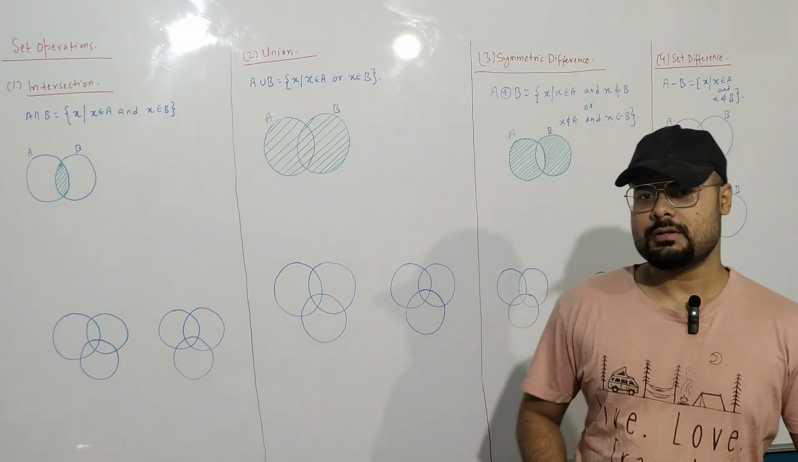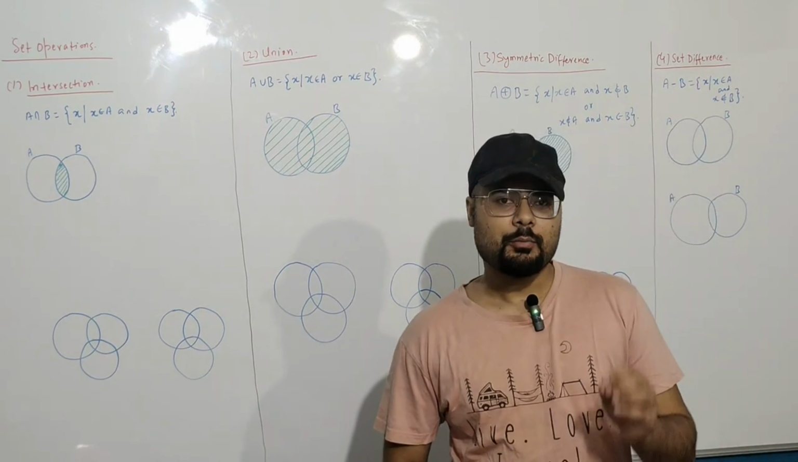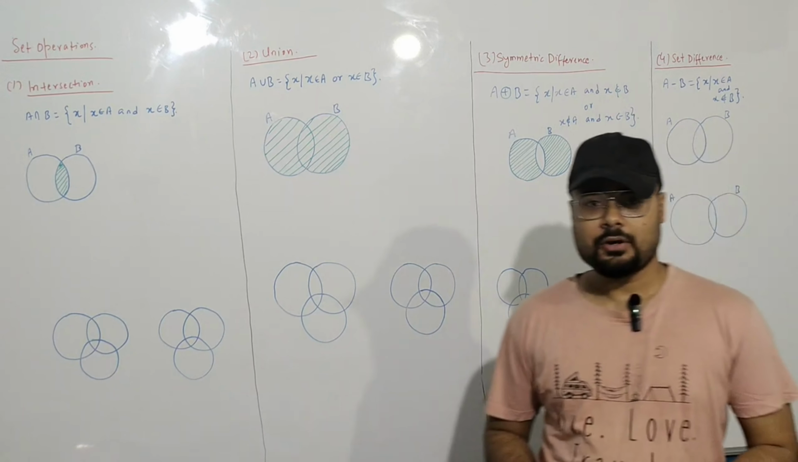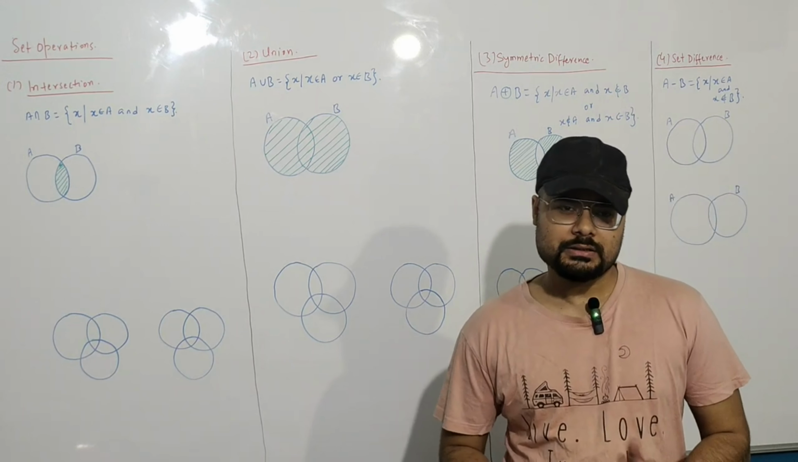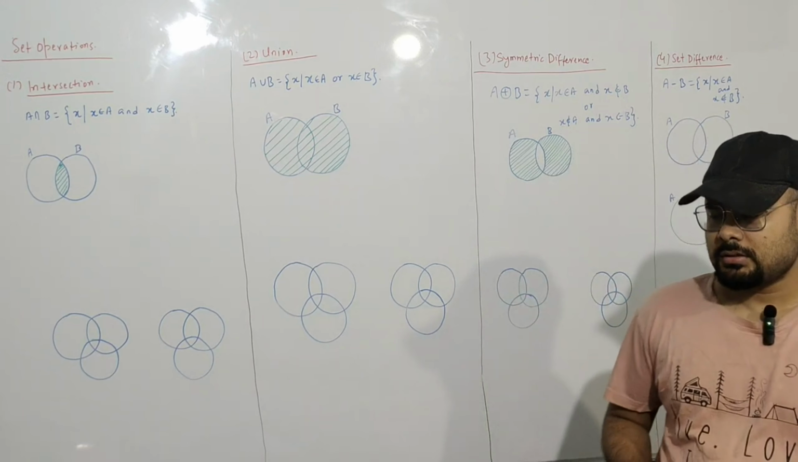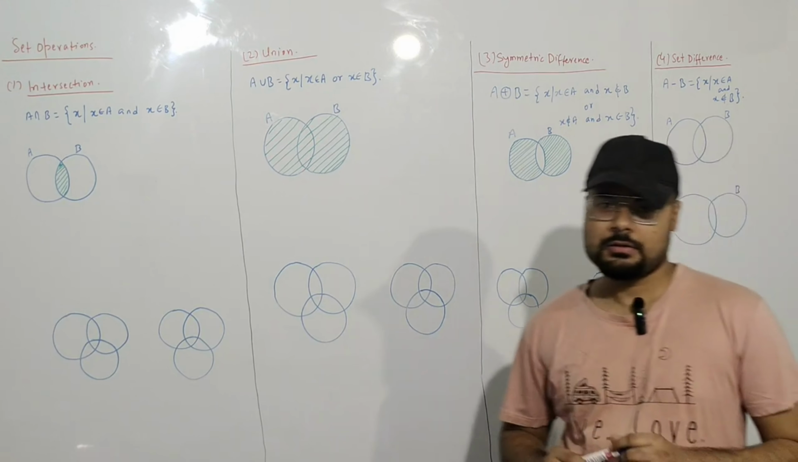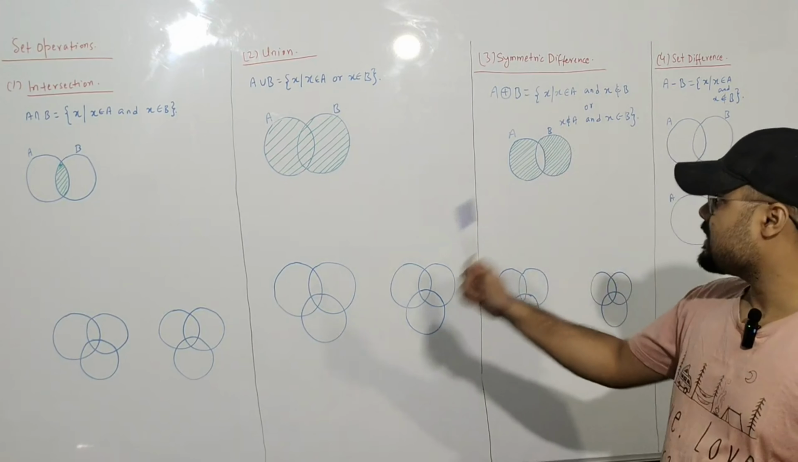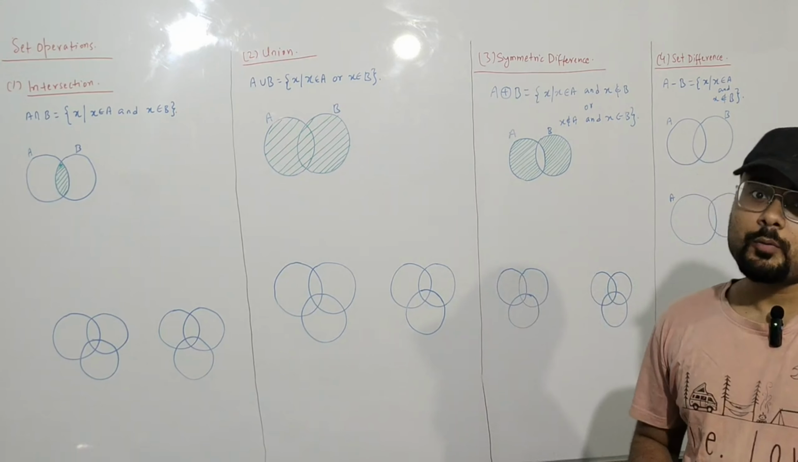Now in this video we will see different laws like commutative laws, distributive laws, associative laws, idempotent, identities, De Morgan's law. So one by one we will see different laws as to what set of operations obey those laws.